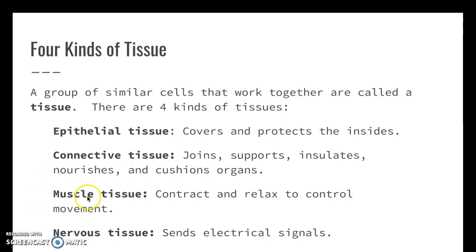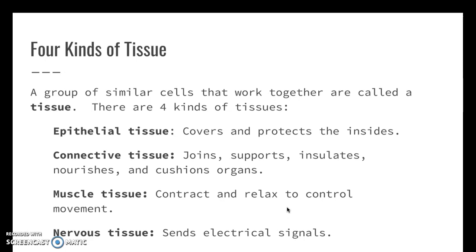Then we have muscle tissue. And of course, muscle tissues contract and relax to control movement. Some muscle tissue is voluntary, like your bicep is a muscle that you can control. And then some is involuntary, like your stomach. You don't think to yourself, okay, digest this sandwich I just ate. It just happens, and your stomach is moving, and your small intestines are moving and contracting to move the food through.